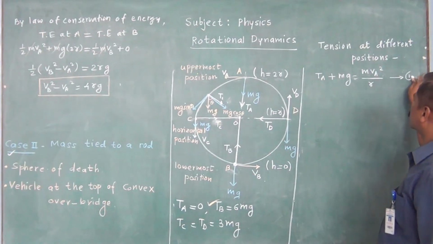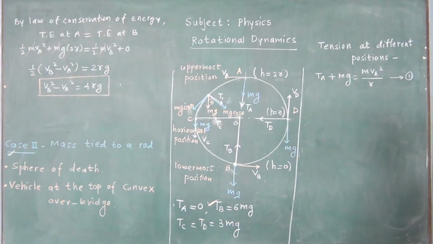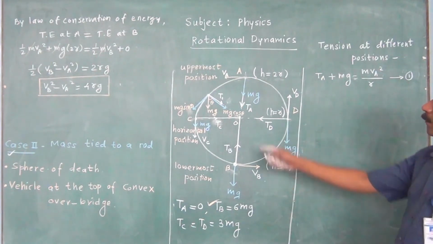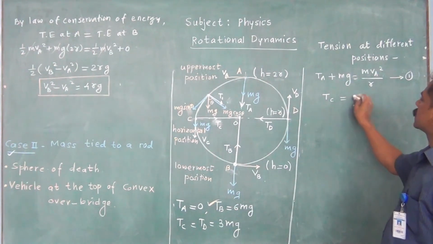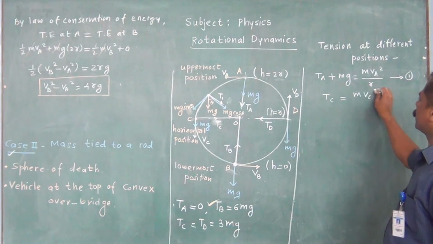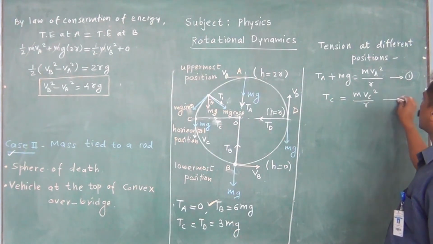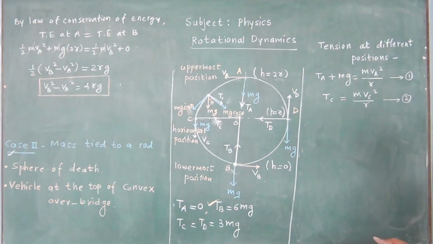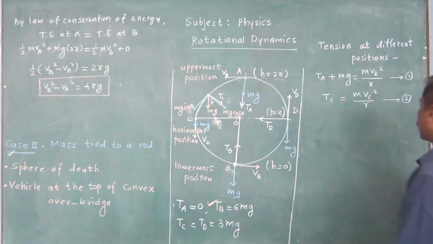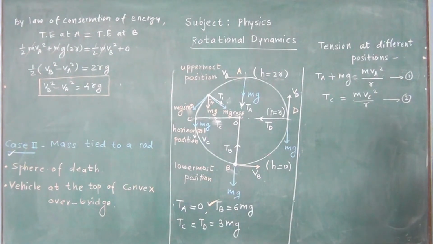Say this is equation number 1. This is related to position A. For position C, you have the relation Tc is equal to mvc square upon r. Say this is equation number 2. Now we want to find the tension difference, Tc minus Ta. It should be 3 times mg. How can we show this here? We can do it by taking the difference.